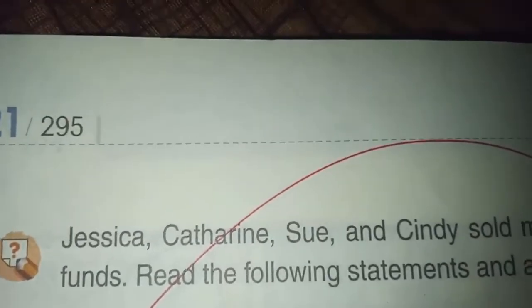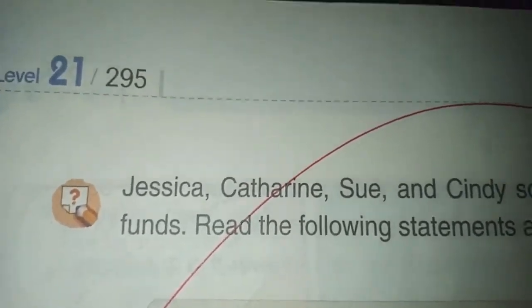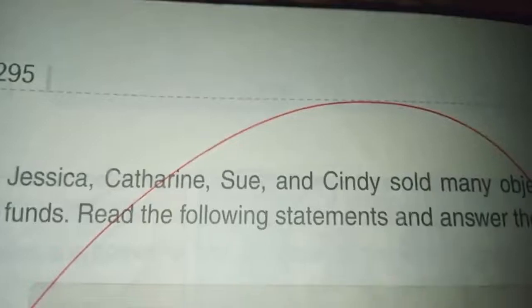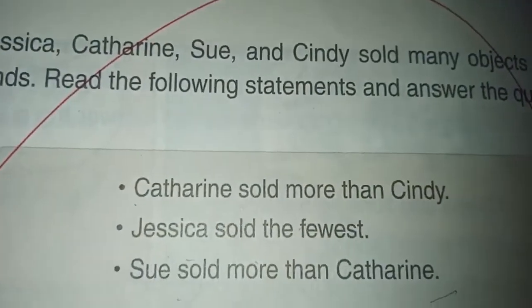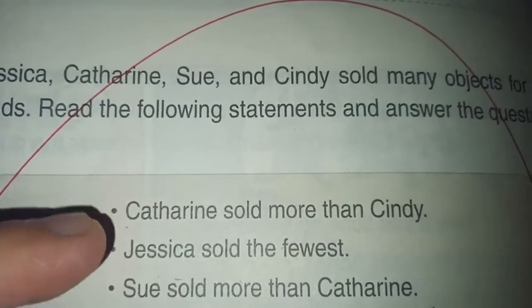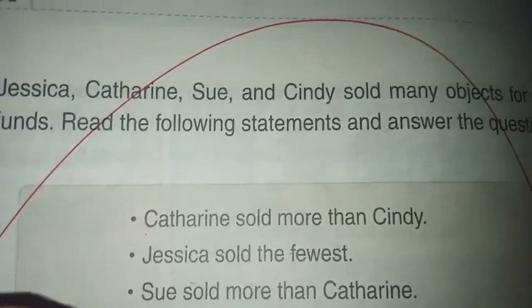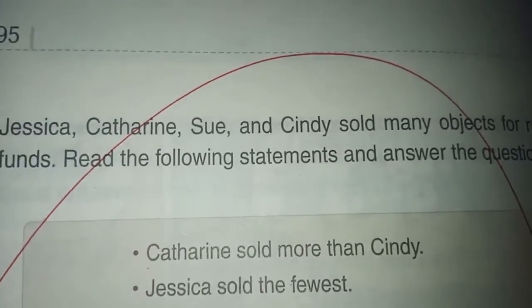Now the activity reads: Jessica, Catherine, Sue, and Cindy sold many objects for raising funds. Catherine sold more than Cindy. Jessica sold the fewest. Sue sold more than Catherine.